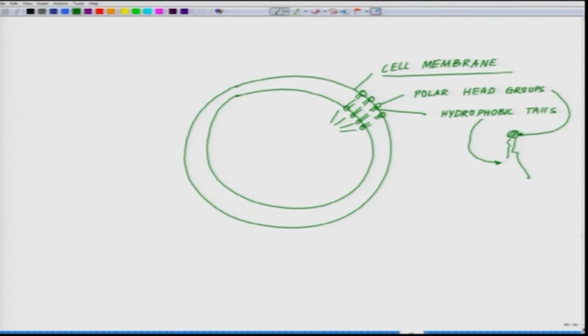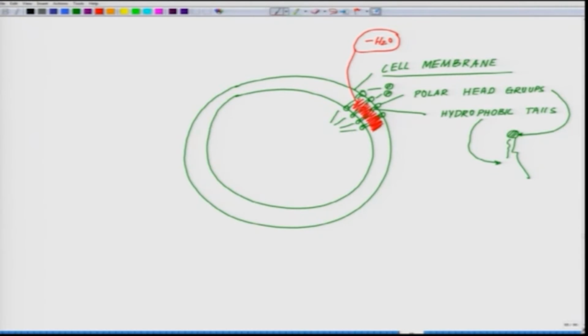They can interact with water out here, the polar head groups, okay, whereas this part, what I am shading in red now, is extremely water hating. In other words, it is a hydrophobic region.